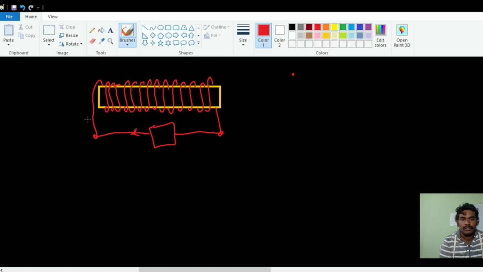It will have its own north pole and south pole based on the direction of current flowing, which is given by Ampere's right hand rule. With the right hand rule, the direction of the thumb gives the direction of the north pole, and the remaining fingers specify the direction of current. Suppose the direction of current is like this: it is going from the back and coming up towards the top.